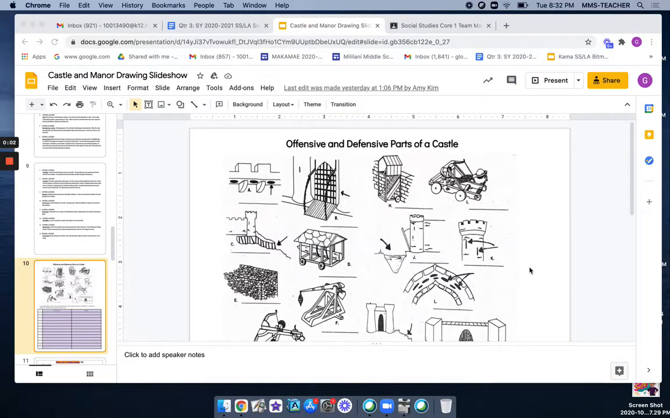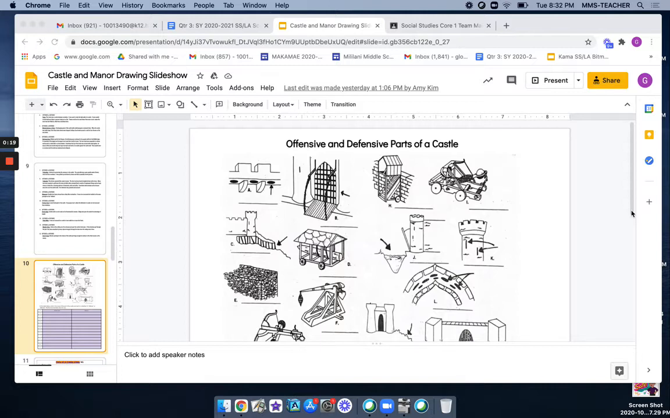Aloha, Yellow 6 students. Today in Social Studies, we are going to be working on castle and manor drawing, slide number 10. Slide number 10 is the offensive and defensive parts of a castle.